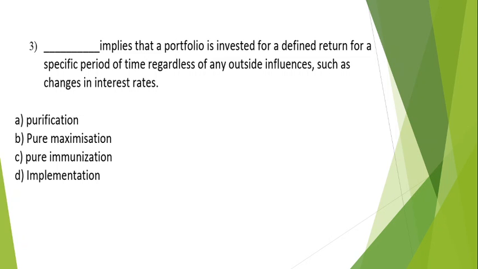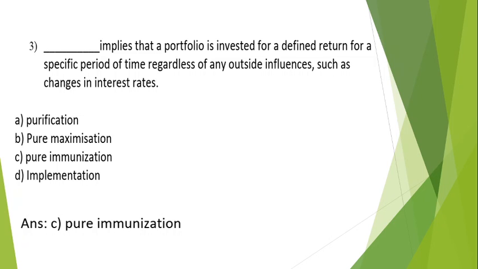Number 3. Dash implies that a portfolio is invested for a defined return for a specific period of time regardless of any outside influences such as changes in interest rates. Option A, purification. Option B, pure maximization. Option C, pure immunization. Option D, implementation. Which is the right answer for this question? The right answer is C, pure immunization.